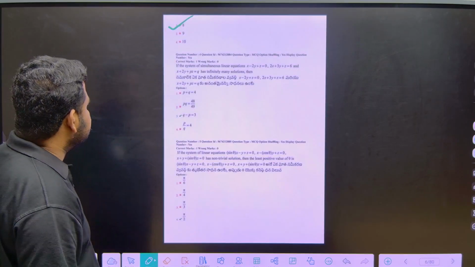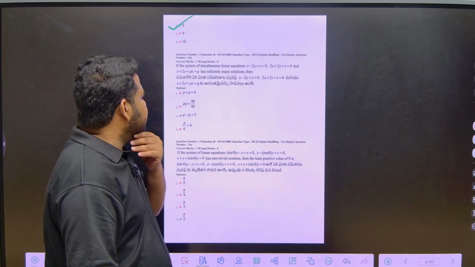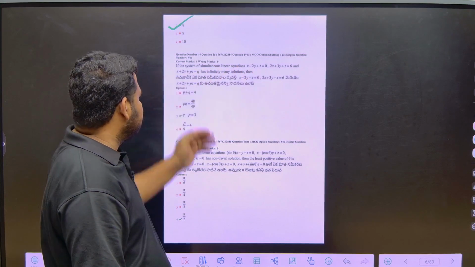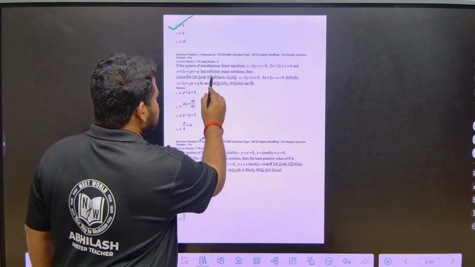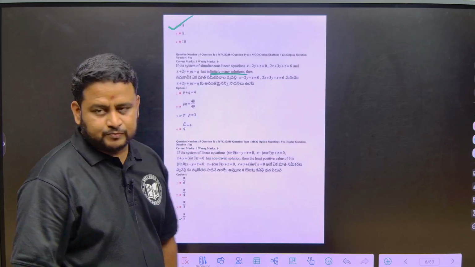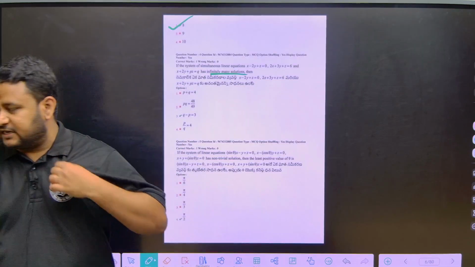Now, let us have a look at the fourth question. They are telling, if the system of simultaneous linear equations, these equations 1, 2, 3 given, has infinitely many solutions, then they are asking which of the following conditions are true.